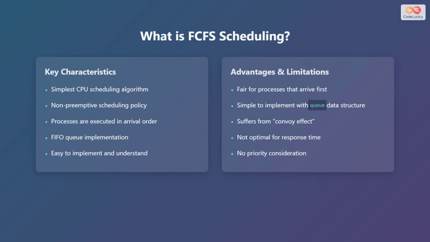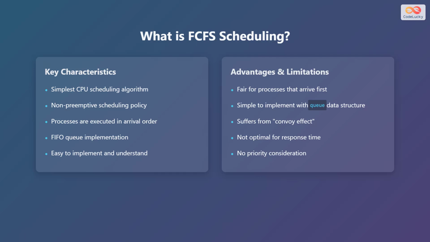Let's understand what first come, first served scheduling really means. First, it is the simplest central processing unit scheduling algorithm. It follows a non-preemptive scheduling policy, meaning once a process starts, it runs until completion. Processes are executed in the order they arrive. This is typically implemented using a first-in, first-out, often called FIFO queue. This makes it easy to implement and understand.